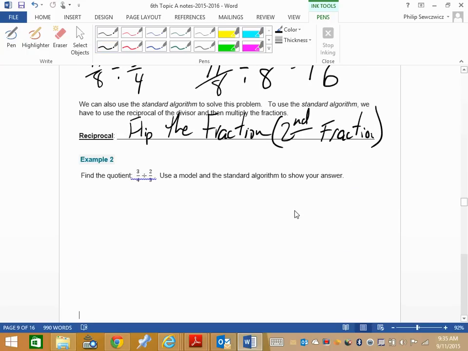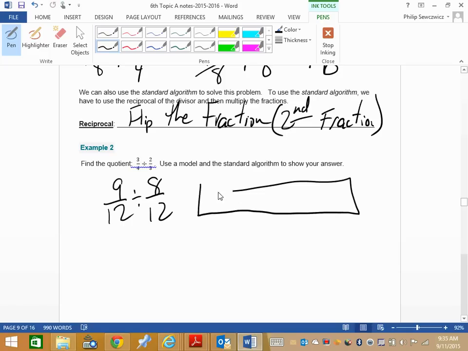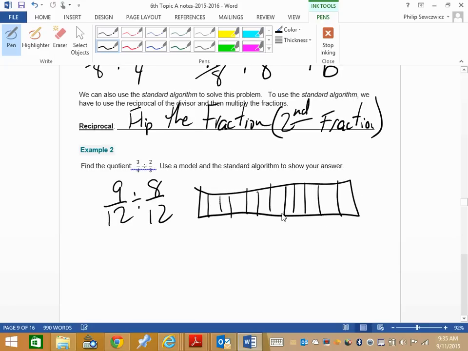Let's get a little space here. We're going to show you both: use the model and the standard algorithm. So 3/4 divided by 2/3. At first I'm like, let's divide it up into 4s, but no, I can't get groups of 3. I've got to get common denominators here. So I can do it out of 12. 4 times 3 is 12, so 3 times 3 is 9, and then 3 times 4 is 12, so 2 times 4 is 8. So this is the real problem I'm doing. Now if I'm doing the visual here, I need 12s: 1, 2, 3, 4, 5, 6, 7, 8, 9, 10, 11, and then 12. I want 9 of them.